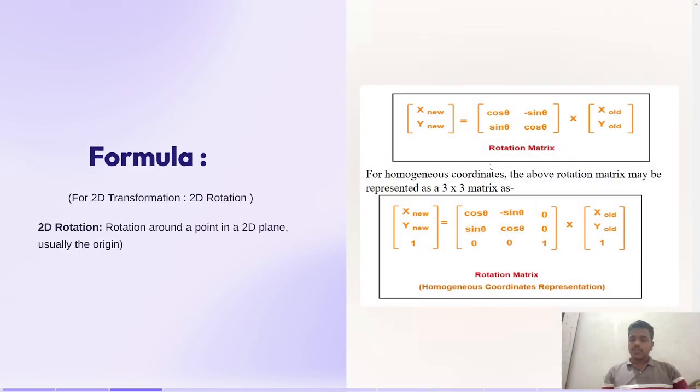So, let's discuss the formula. There are two formulas for a rotation matrix. One is [x' y'] equals [cos theta, minus sin theta; sin theta, cos theta], which is the rotation matrix. For homogeneous coordinates there is a 3 by 3 matrix formula, [x' y' 1], with the additional row 0 0 1. So this is the 2D rotation formula, rotation around a point in a 2D plane, usually the origin.